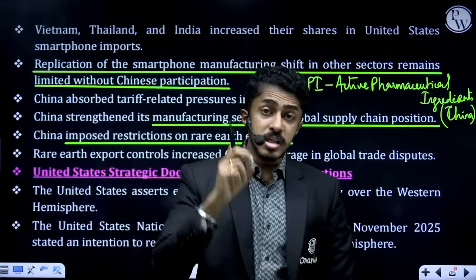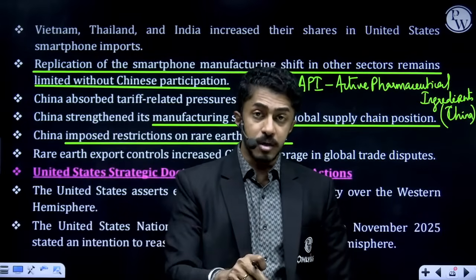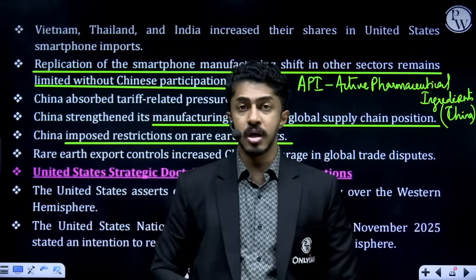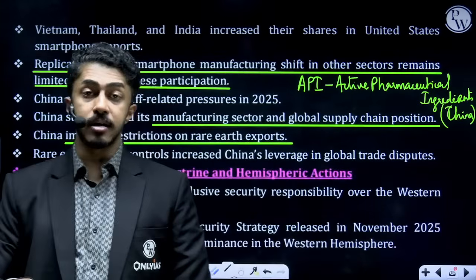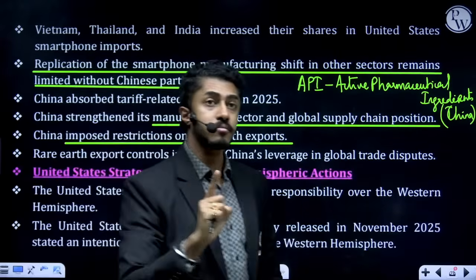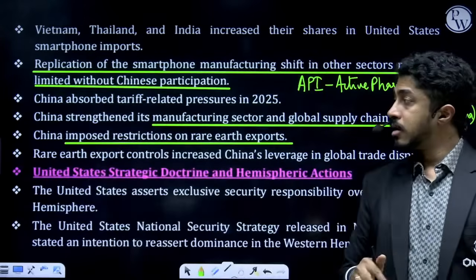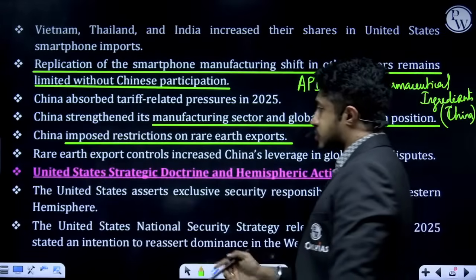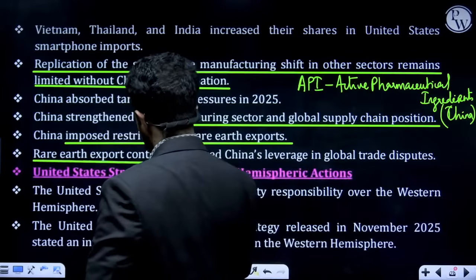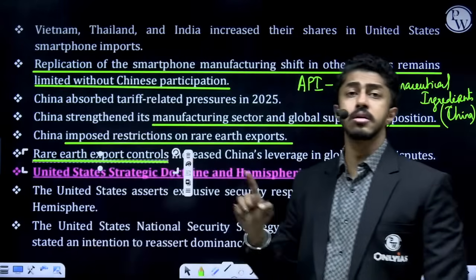China placed these restrictions not just on its government companies, but also on its private players. That these machines, you are not going to sell outside. You can sell them inside the country, not outside. Clear? Rare earth export controls increase China's leverage in global trade disputes. And this is the turning point.